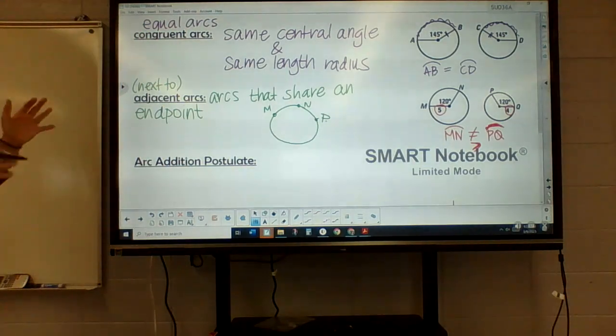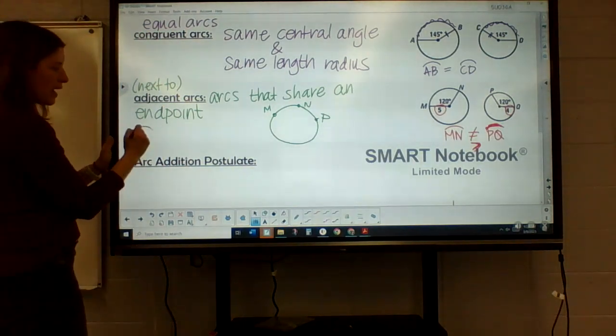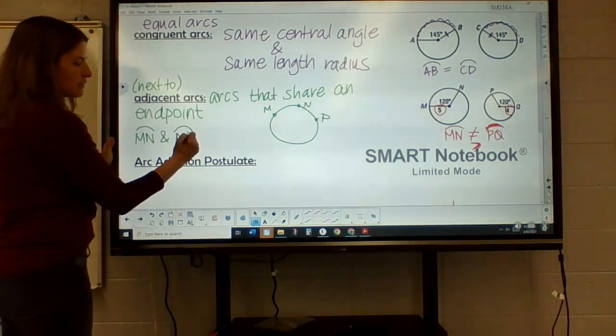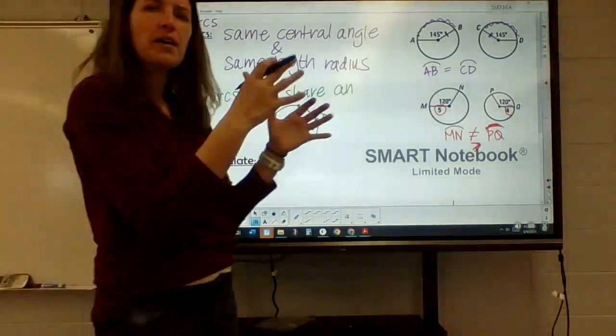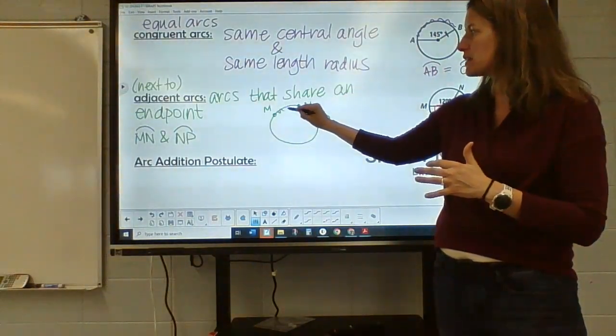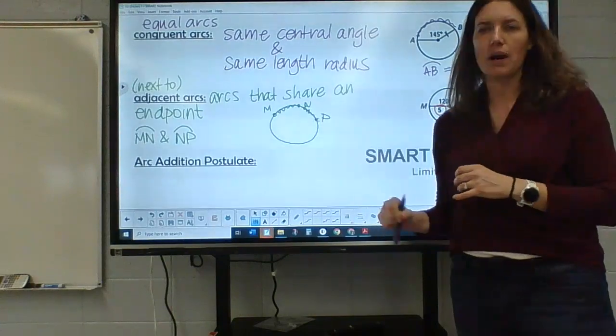Adjacent arcs would be arcs that are right next to each other. So MN and NP would be adjacent. So they're right next to each other. So they're kind of like where one leaves off, the next one starts. So this is adjacent to this one. So they're right next to each other.